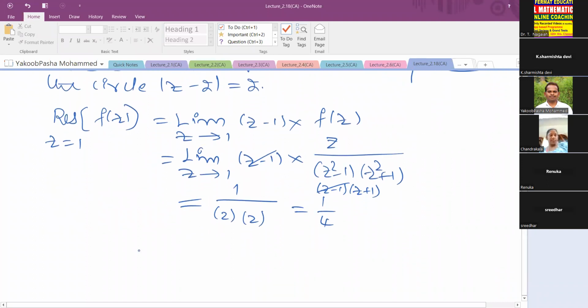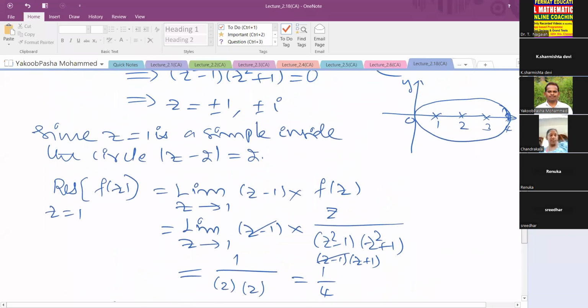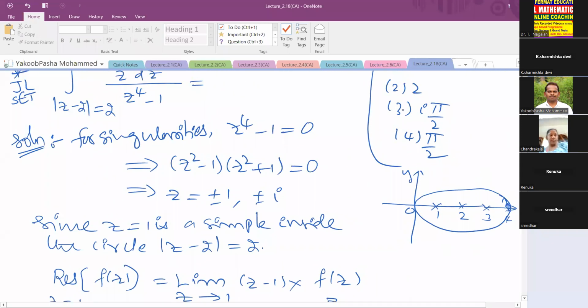But we have to calculate the integral value. Therefore, the integral over c of f of z dz is equal to 2πi into the residue of the function. That is 1 by 4. So that is equal to πi by 2. So πi by 2 is the integral value. That is, third option is the right option. Okay. Third option is the right option.